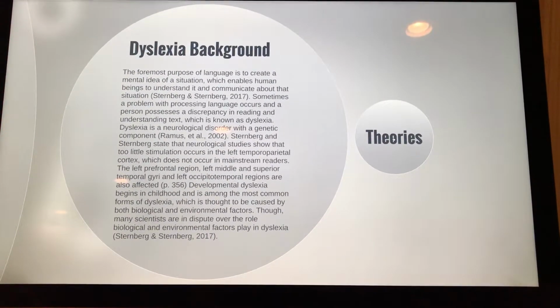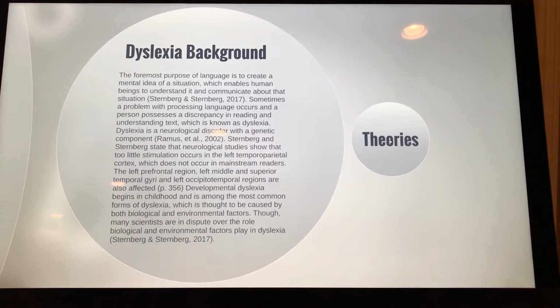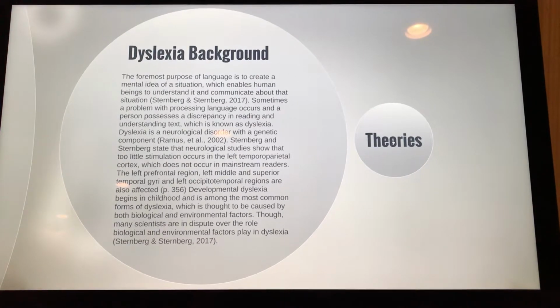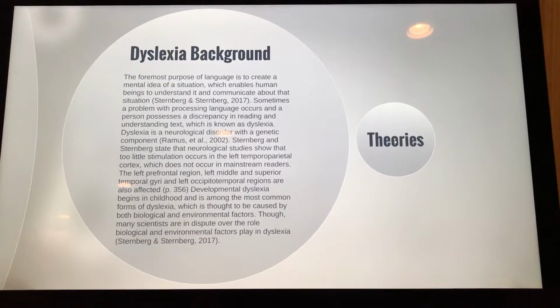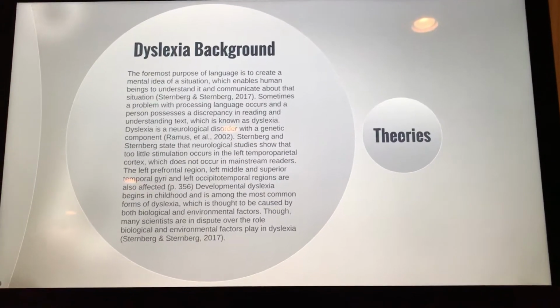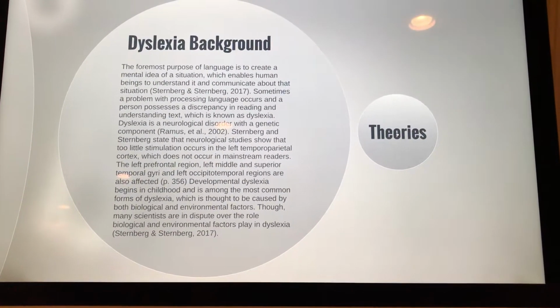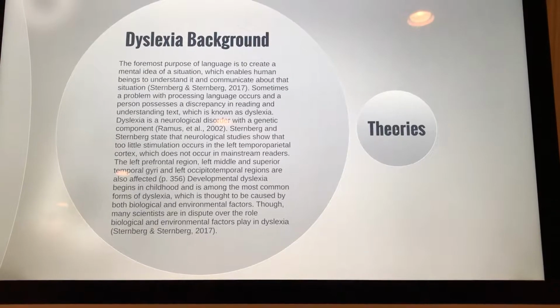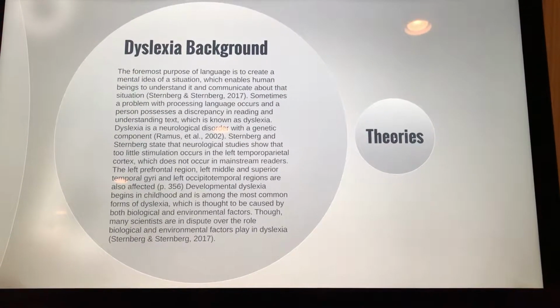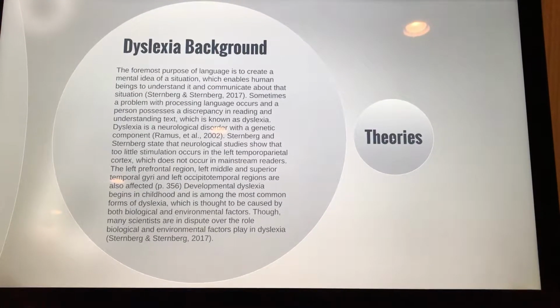Sternberg and Sternberg state that neurological studies show that too little stimulation occurs in the left temporoparietal cortex, which does not occur in mainstream readers. The left prefrontal region of the brain, left middle and superior temporal gyri, and left occipitotemporal regions are also affected.